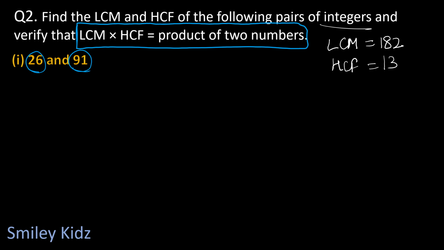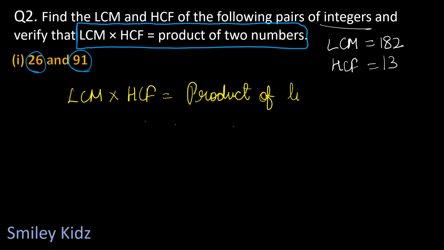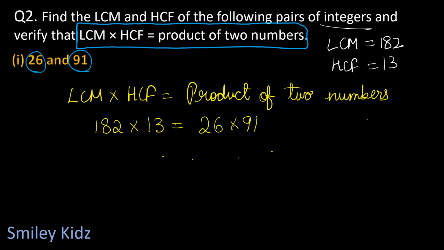Now we're going to verify that LCM into HCF is equal to product of two numbers. Right. Now LCM into HCF is equal to product of two numbers. Now what is LCM? 182. What is HCF? 13. What are the numbers? 26 and 91. Its product. Now what is 182 times 13? It is equal to 2366, isn't it?